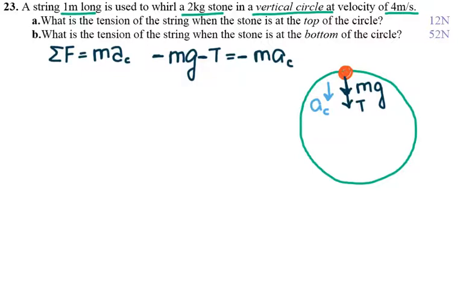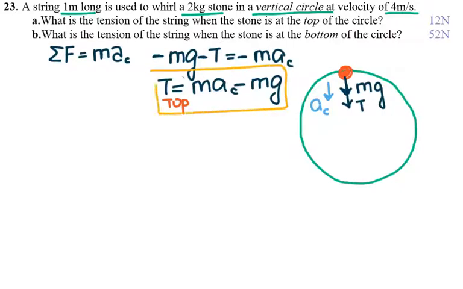And I'm looking for the tension, so I'm going to move tension to the right, and I'm going to move mac to the left. So I have mac minus mg is equal to tension, or I can rewrite it this way. Tension is equal to mac minus mg. So the tension on the top is going to be the difference between these two forces.